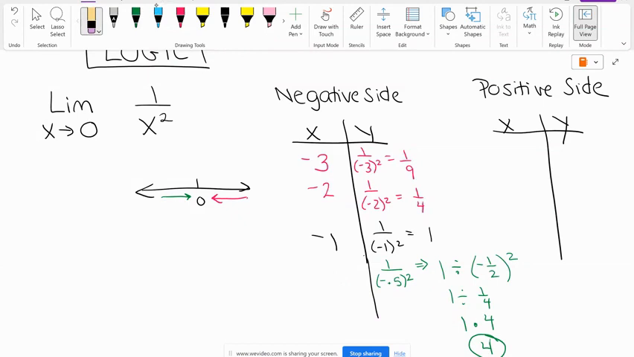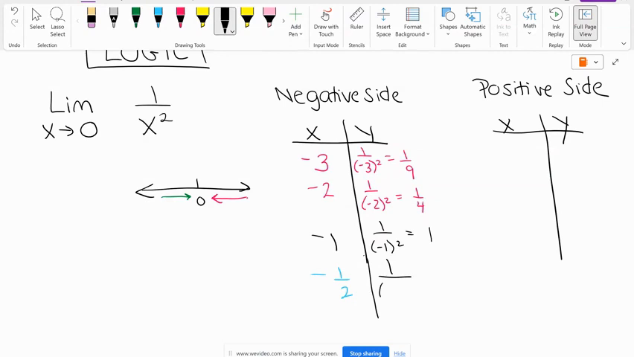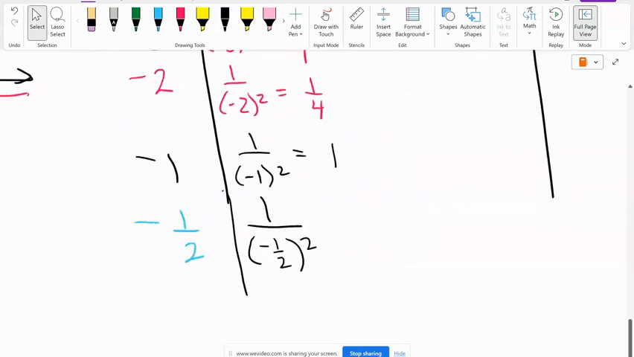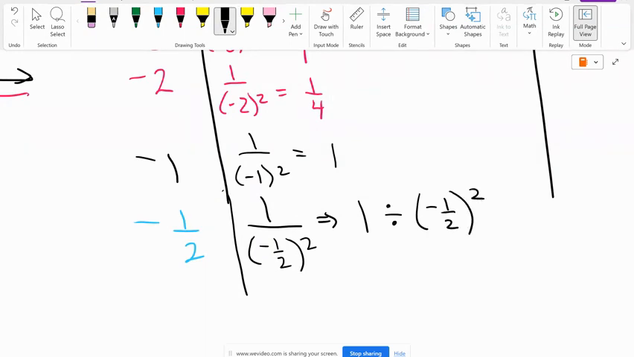Let's use a fraction from the beginning. Negative 1/2. Okay, that's better, instead of the 0.5. Sorry, I used a decimal. Shame on me. So what you're going to do is 1 over negative a half squared. Isn't this the same if we write it with a division sign, 1 divided by negative a half squared, like that?